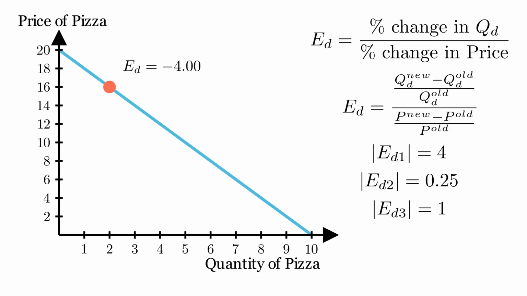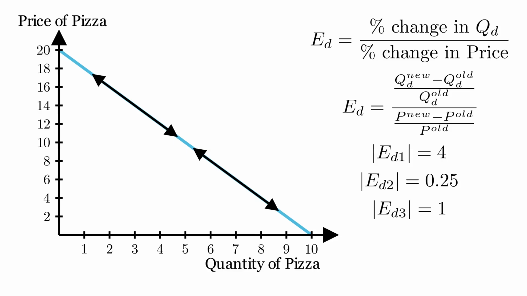Why does this happen? At higher prices, the quantity demanded is relatively small. A given change in quantity represents a large percentage change in quantity. At the same time, the percentage change in price is relatively small. As a result, demand is more elastic in this region. At lower prices, the quantity demanded is relatively large. Therefore, the same change in quantity represents a small percentage change in quantity, while the percentage change in price is relatively large. As a result, demand is less elastic in this region.